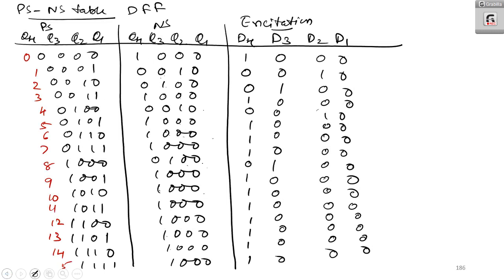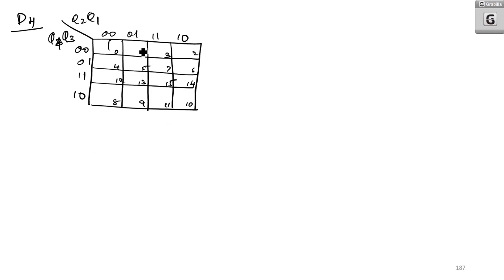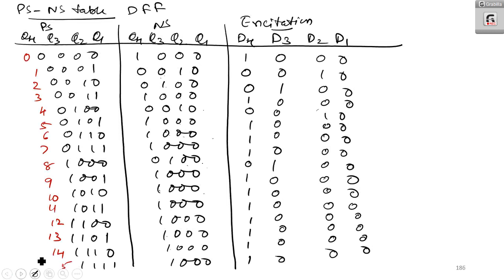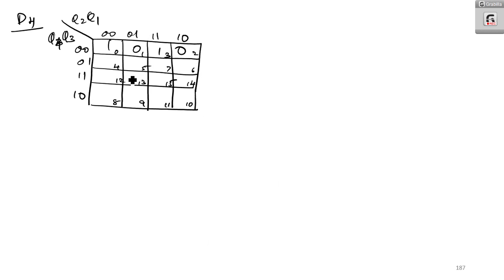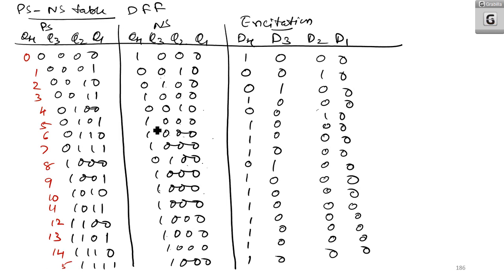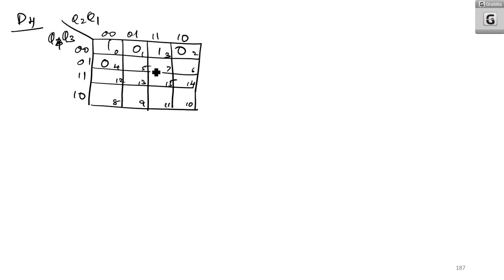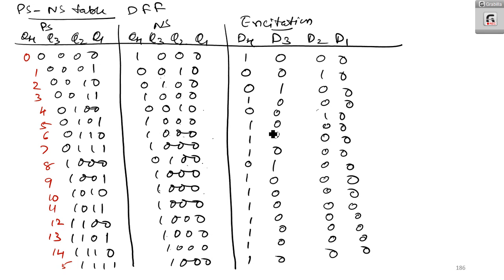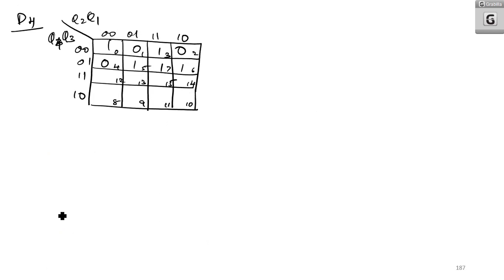Now coming into D4, it will get 1, 0, 0. Now comes to 3. 3 is 1, 4 is 0. Then 5, 6, 7 it is 1. Then comes 8 is 0. All others are 1.